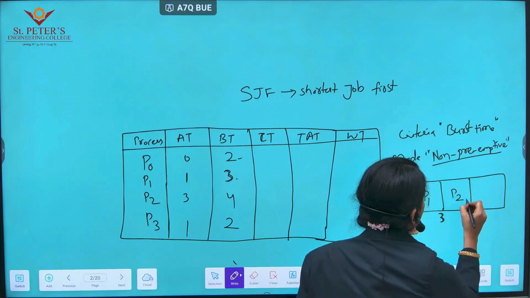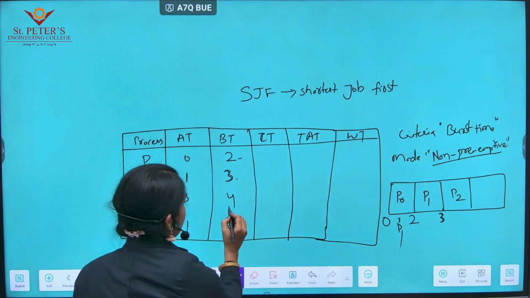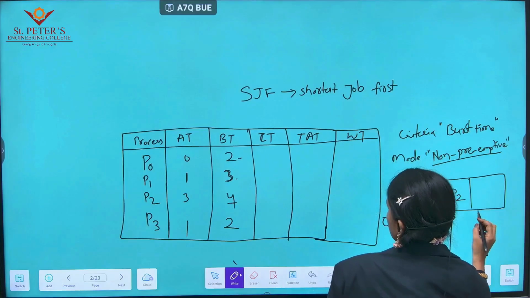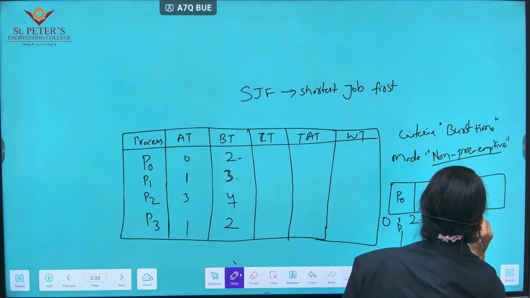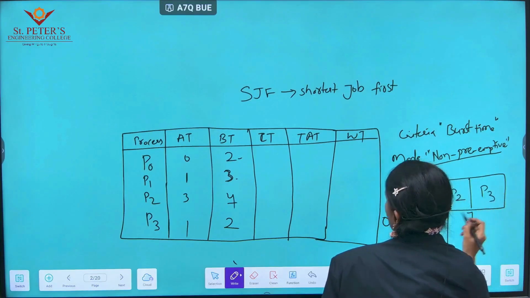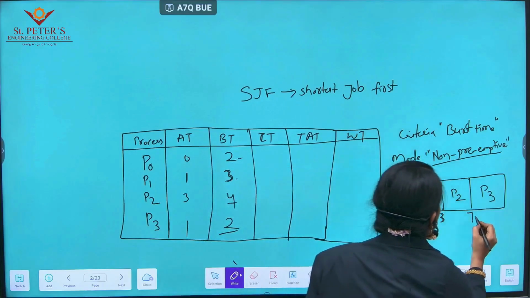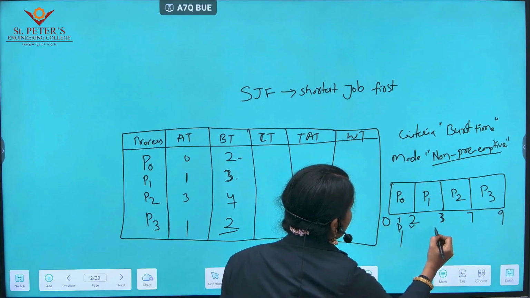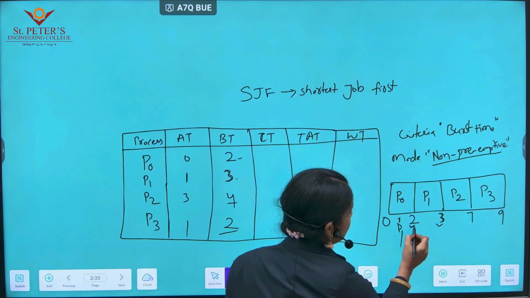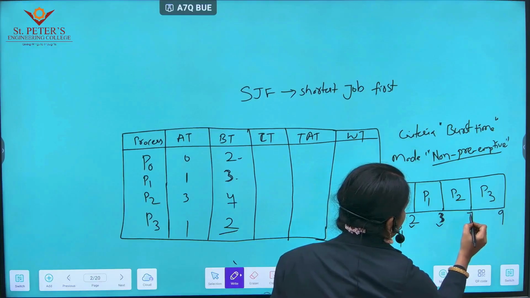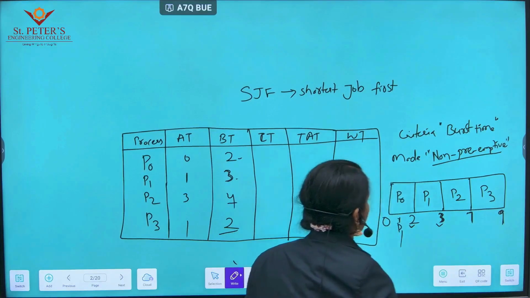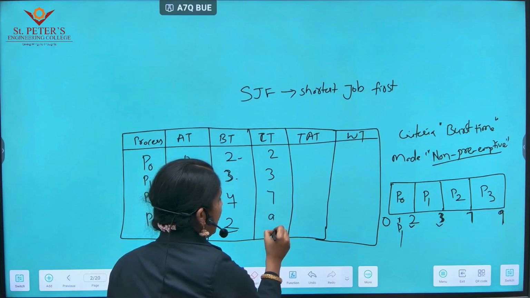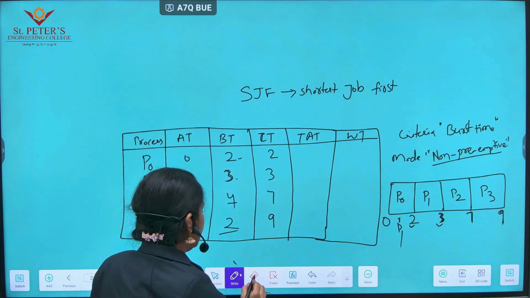Next P2. P2 burst time is 4, that is 3 plus 4, 7. P3 burst time is 2, 7 plus 2, that is 9. So this is the completion time. P0 completion time is 2, P1 completion time is 3, P2 completion time is 7, and P3 completion time is 9. 2, 3, 7, 9.